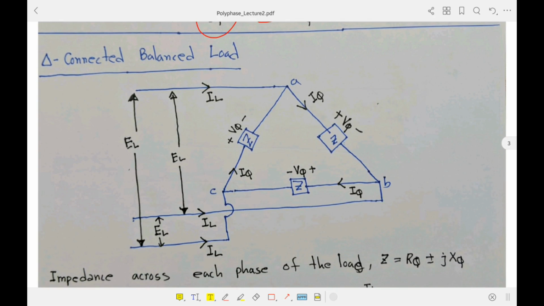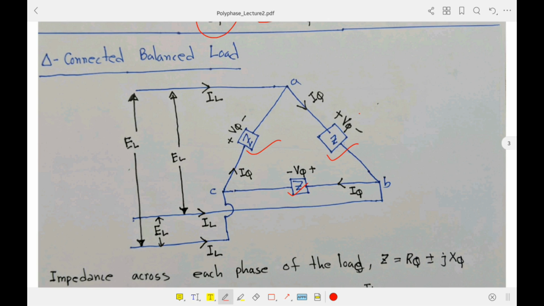So let's focus on delta connection. So this is a general delta connection you can observe. So this is the impedance for this phase and this phase. Since all of these impedances are equal, we can say this is a balanced delta connection.